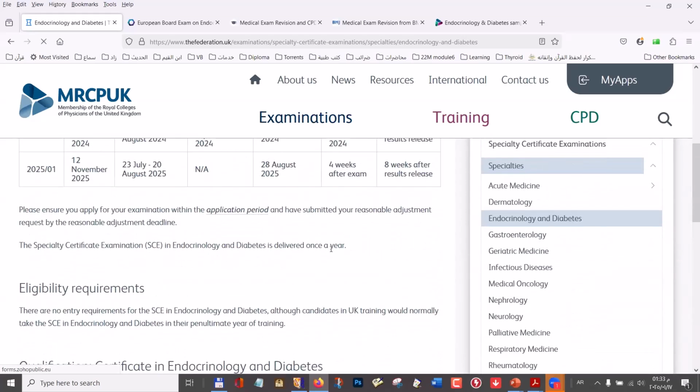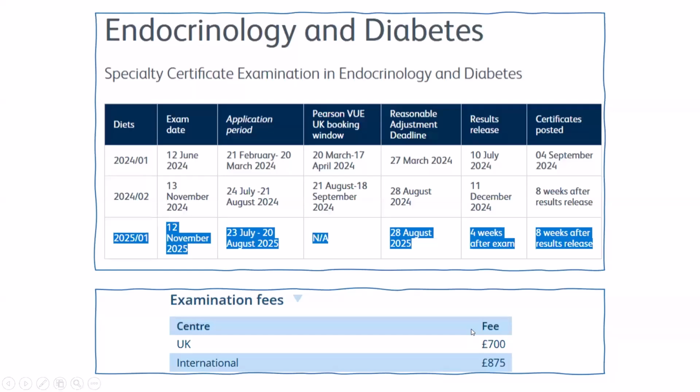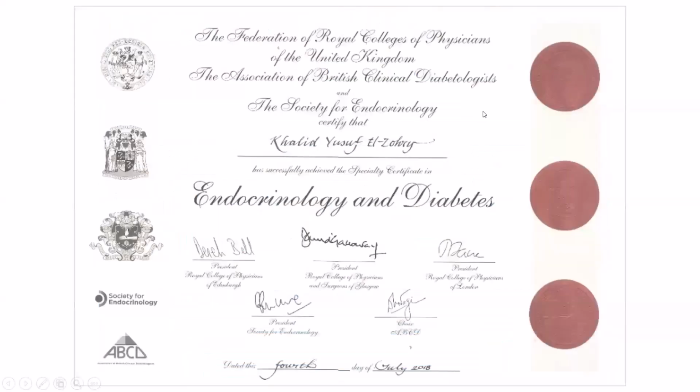And of course, another very important hint related to this exam is the fees for the exam. This will be about 875 UK pounds. This is very important, and this will be paid at the time of the application. And at the end of the exam, after the results, you will get a certificate like this.